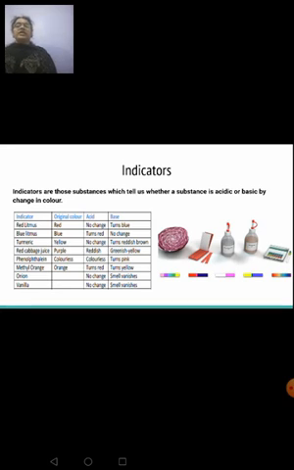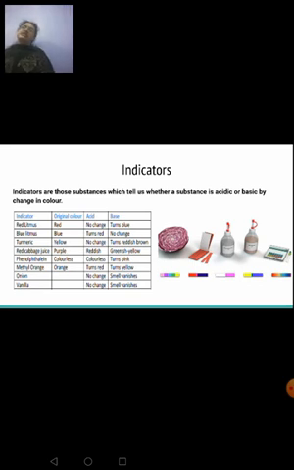Okay, then coming to the concept of indicators. What are indicators? Indicators are those substances which tell us whether a substance is acidic or basic by observing a change in the color of the substance used as an indicator. So indicators are substances used to identify whether the given substance is acidic or basic by noting the color change. I have given a few examples of indicators here: your red litmus, blue litmus, turmeric, red cabbage juice, phenolphthalein, methyl orange, onion, vanilla.